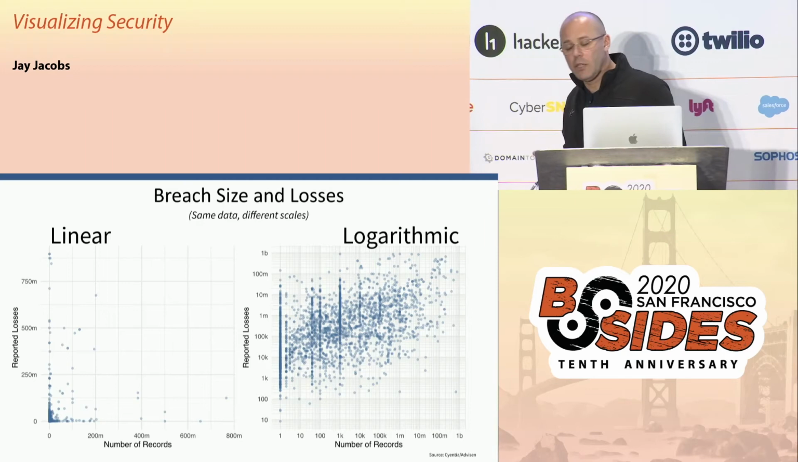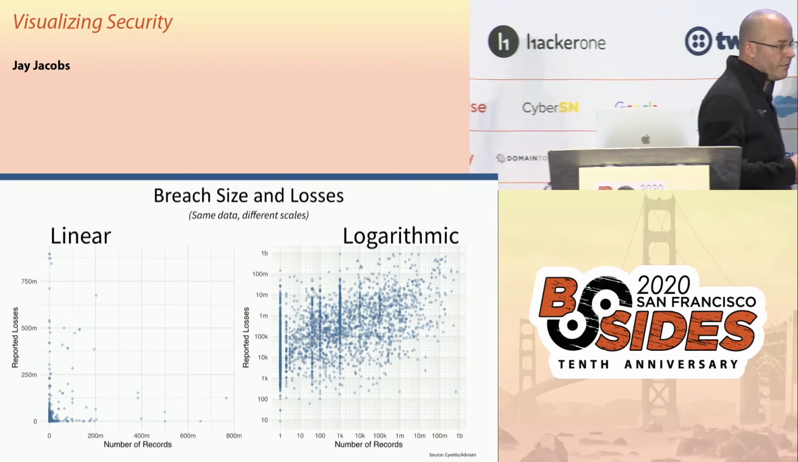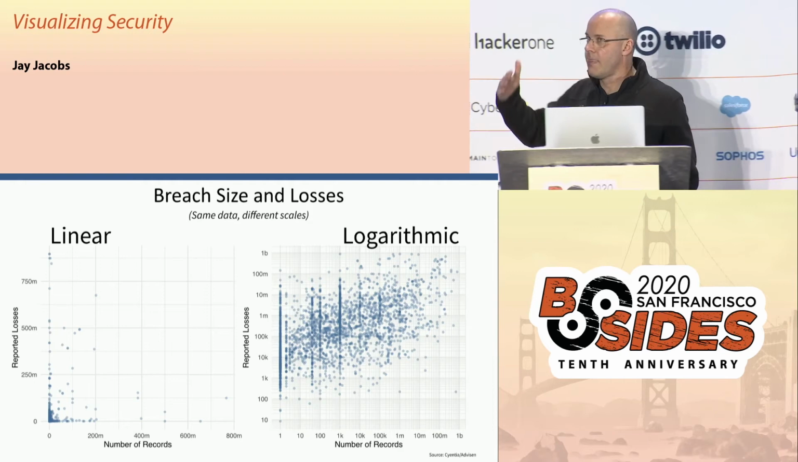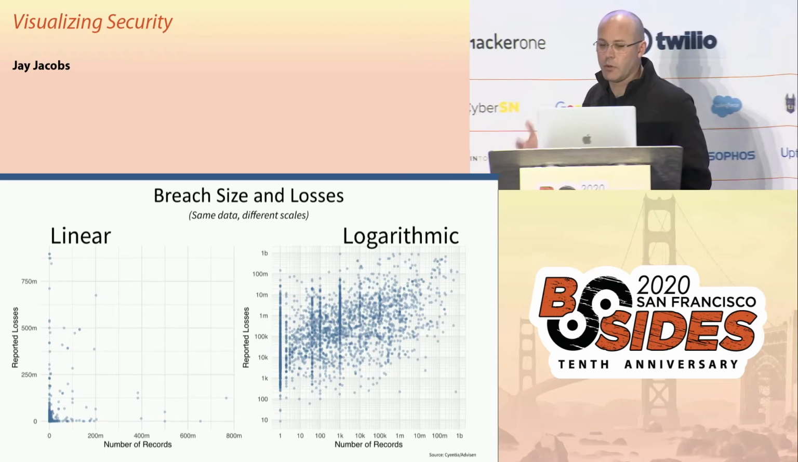But you can also see that this is not a straight linear relationship. If we build a model on this, it's gonna be a log-log model. So any sort of simple cost per record metric is going to greatly underestimate the costs of a small one and greatly overestimate costs of a large breach. And so this is not gonna be a way to approach this. You can't just simply say $200 per record.